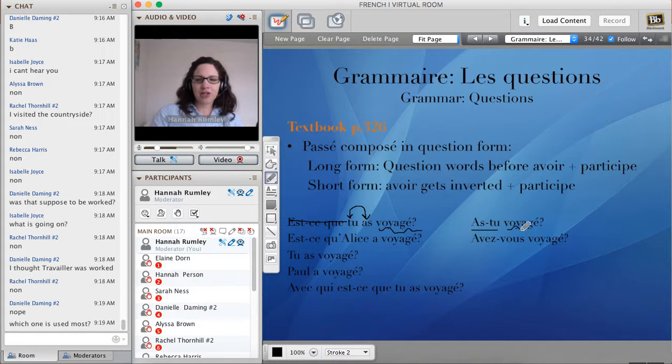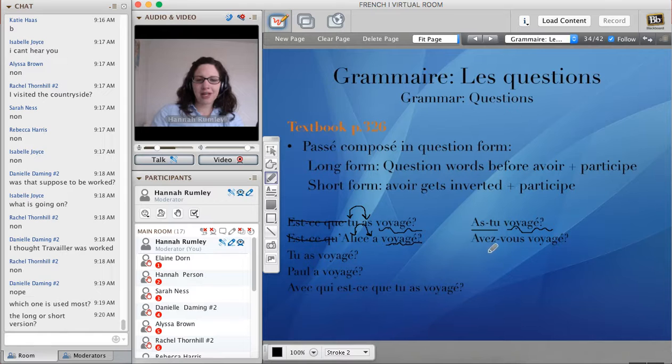As-tu voyagé? Est-ce que Alice a voyagé? We can take out the question words, switch the subject, and then just the first verb, the avoir. And then the past participle can just hang out at the end. Avez-vous? And then voyagé.